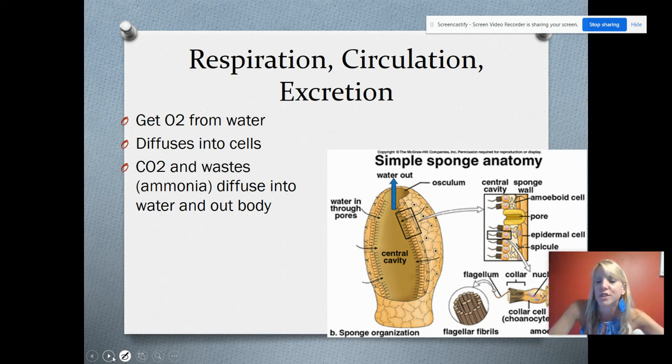So if there's a high concentration of oxygen in the water and low concentration in the cells, that oxygen is going to diffuse right into the cells. Carbon dioxide and any waste.